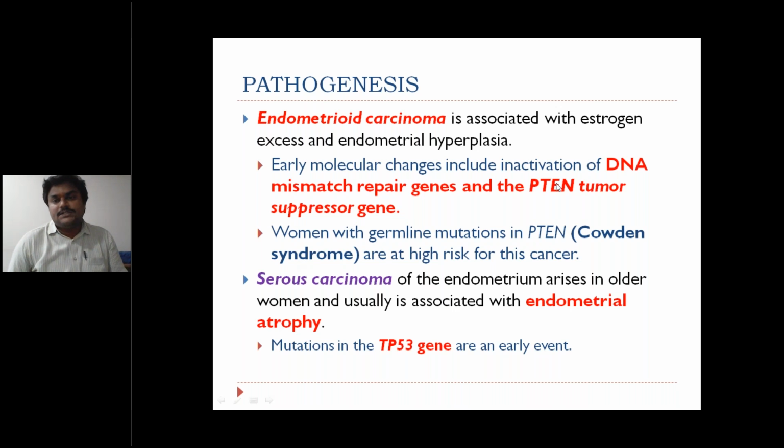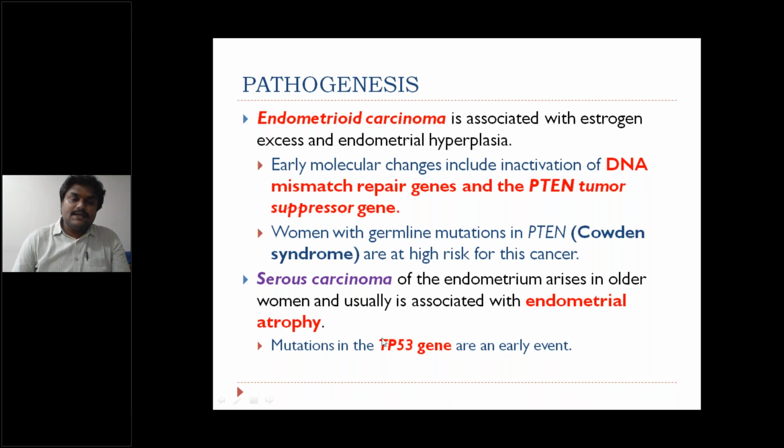There is a syndrome associated with PTEN called Cowden syndrome. These patients are at much higher risk for other epithelial cancers, like breast and of course ovary. Please remember that. Next, serous carcinoma of the endometrium arises in older women and is usually associated with endometrial atrophy. Here I told you about P53. P53 is also a tumor suppressor.